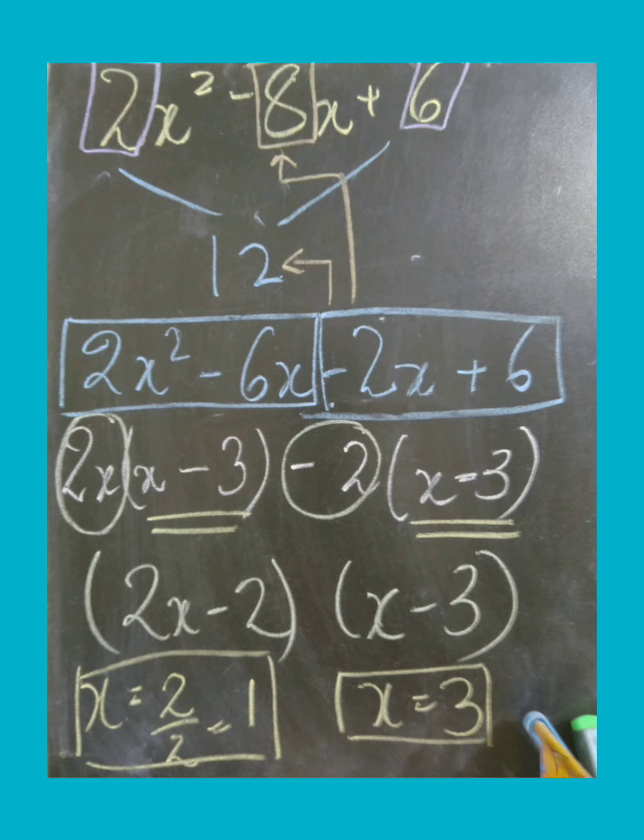Now I will take x, and on the other side of the equal sign I will get 2 by 2, which is equal to 1. And here I will get x is equal to 3. So I have got two zeros, 1 and 3. So the zeros of this equation 2x square minus 8x plus 6 are 1 and 3.